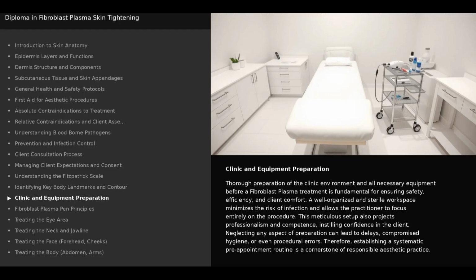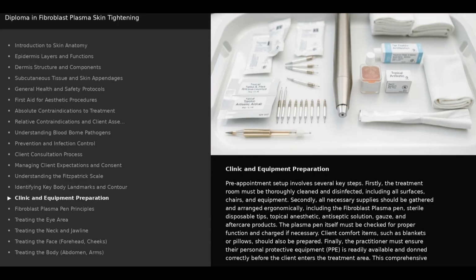Neglecting any aspect of preparation can lead to delays, compromised hygiene, or even procedural errors. Therefore, establishing a systematic pre-appointment routine is a cornerstone of responsible aesthetic practice. Pre-appointment setup involves several key steps.